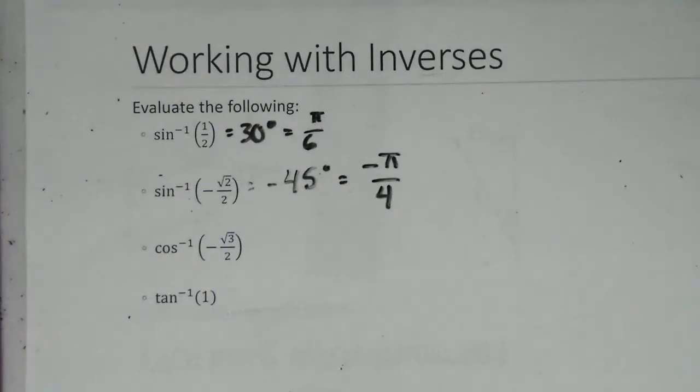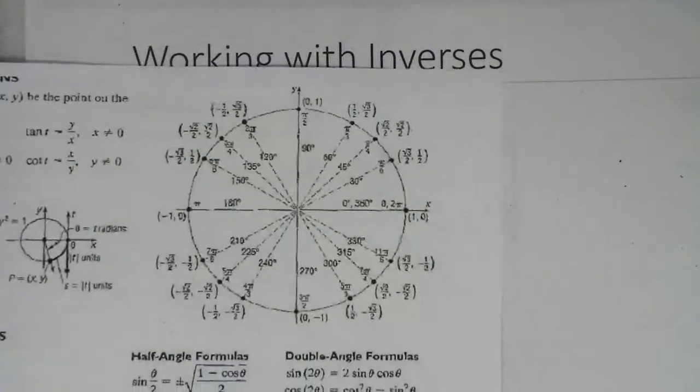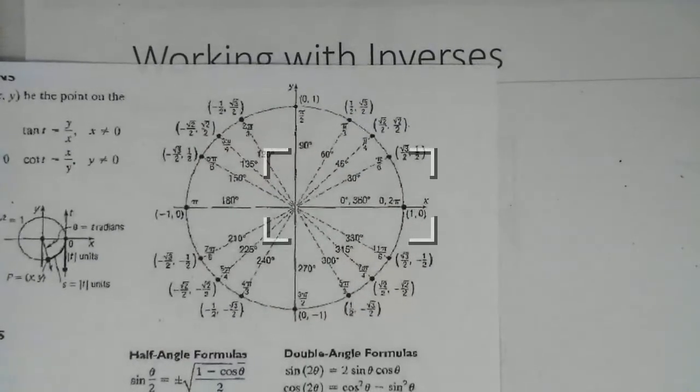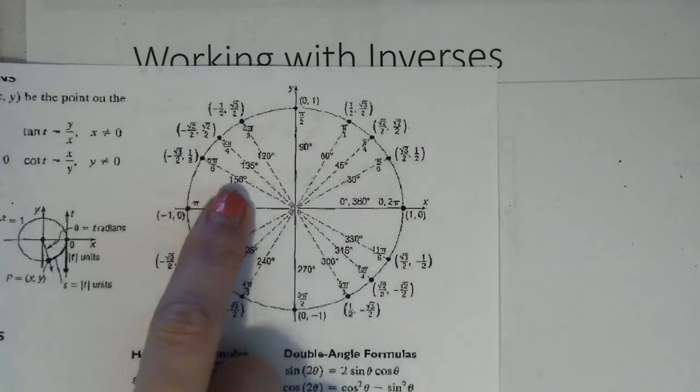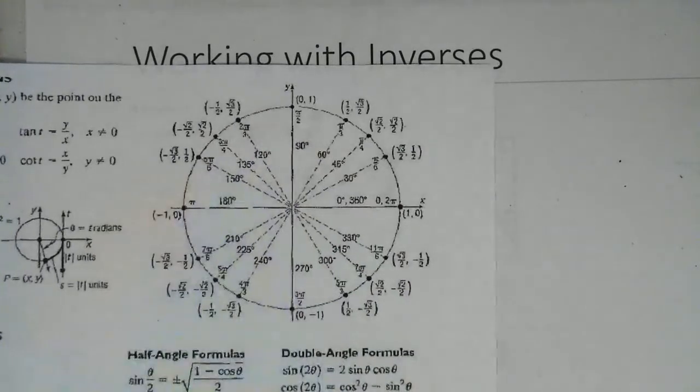We need the inverse cosine of negative square root of 3 over 2. For cosine, we restricted it to quadrants 1 and 2, so I need to find a place there that has a cosine of negative square root of 3 over 2. In my unit circle, cosine is given by the x value, so that appears to happen here, which is 150 degrees, or 5 pi over 6.